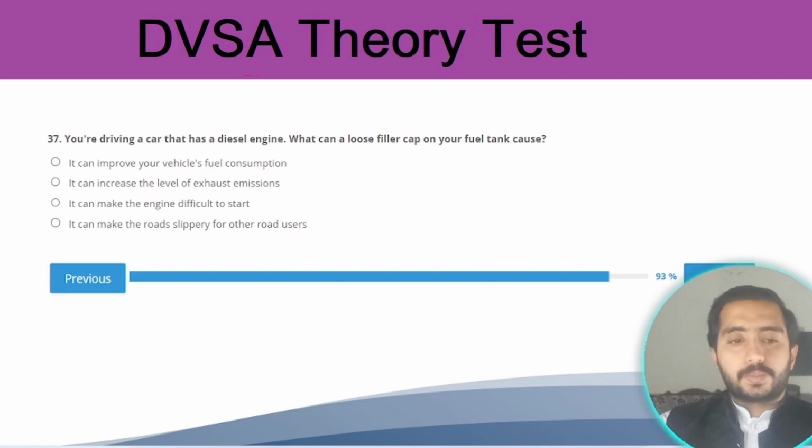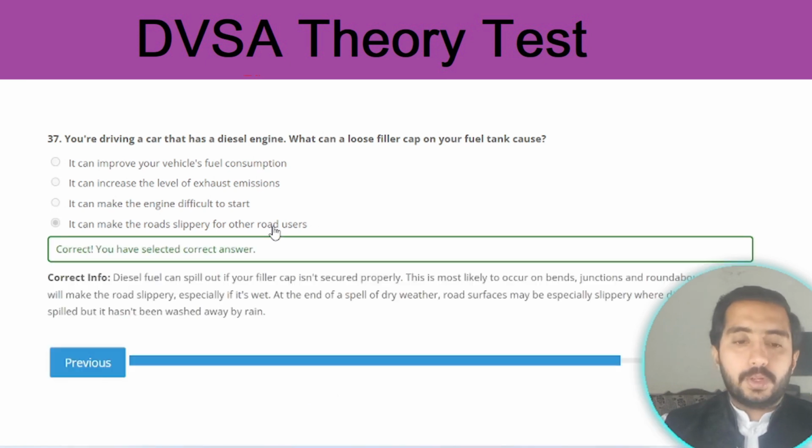Next question. Question number 37: you are driving a car that has a diesel engine. What can a loose filler cap on your fuel tank cause? The correct option is it can make the road slippery for other road users. Option D is the correct one.